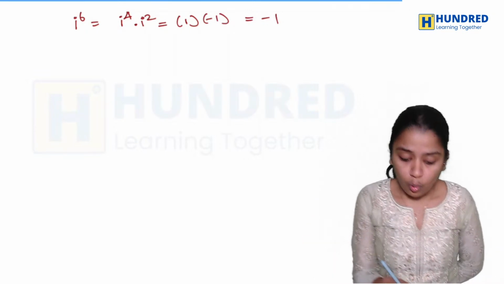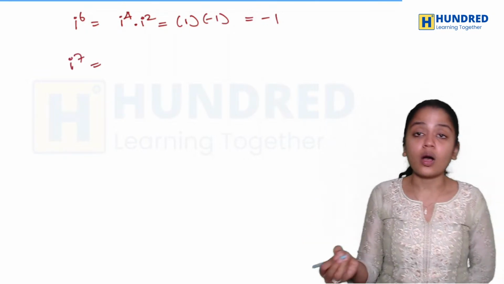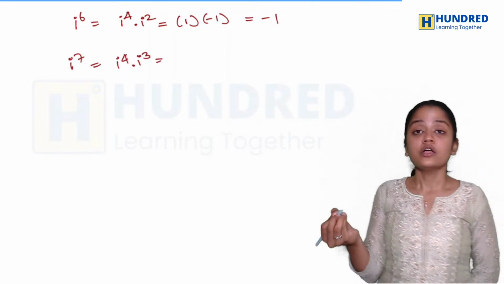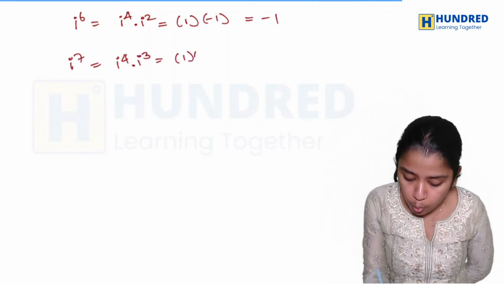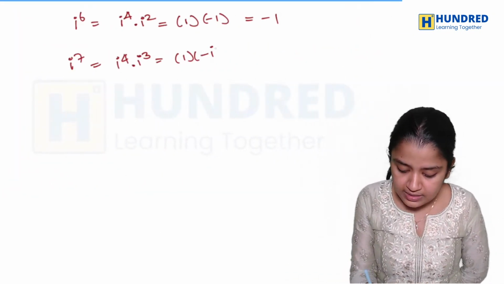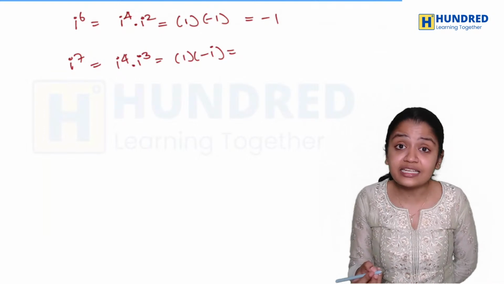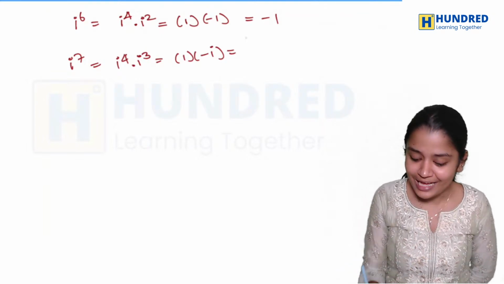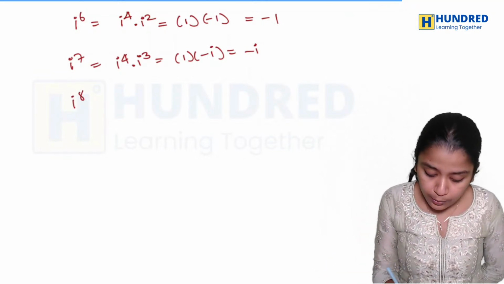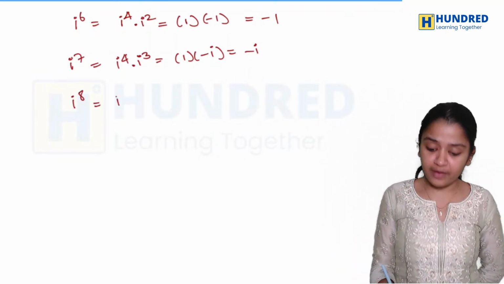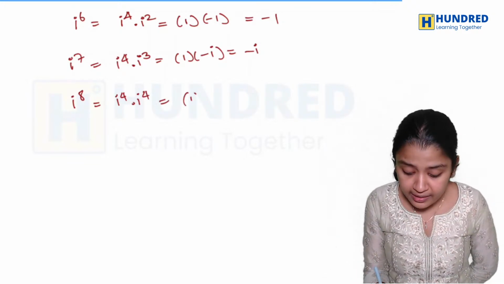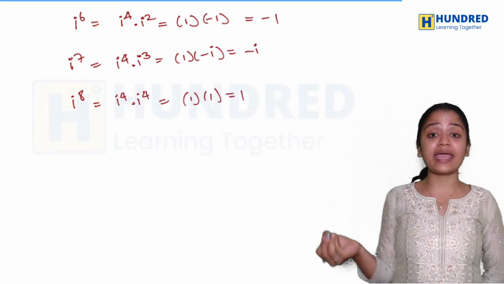Now, what about i power 7? i power 7 is nothing but i power 4 into i cube. So it is 1 into i cube, and my i cube is minus i. So the answer is minus i. What about i power 8? i power 8 is i power 4 into i power 4, so 1 into 1, which is again 1.